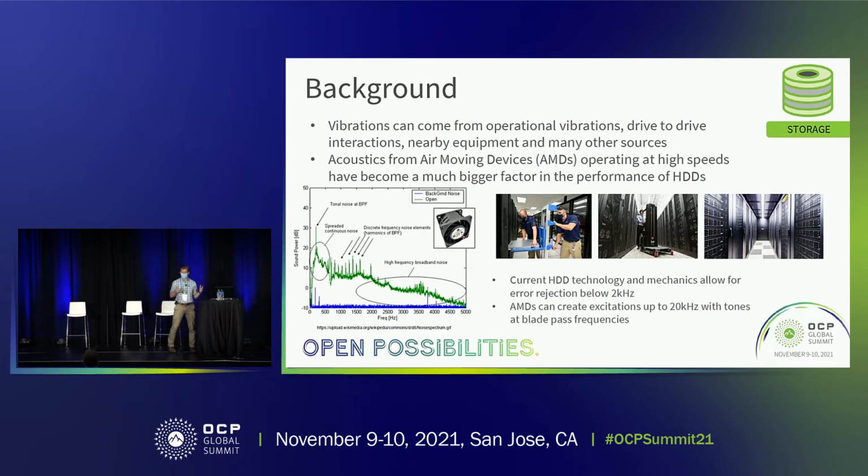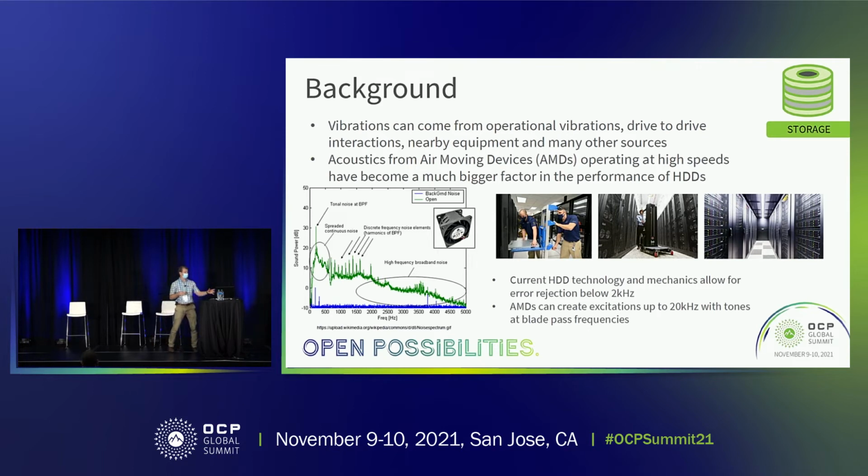One of the things that we're seeing more and more of are the acoustic effects. With fans or air moving devices, as the fan speed increases, the noise increases, and that acoustic noise can also affect the performance of the drives. Drives nowadays can filter out most of the frequencies below 2,000 kilohertz, but fans can generate noise up to the 20,000 kilohertz range, so there's a lot of noise that can be transferred to the drives.